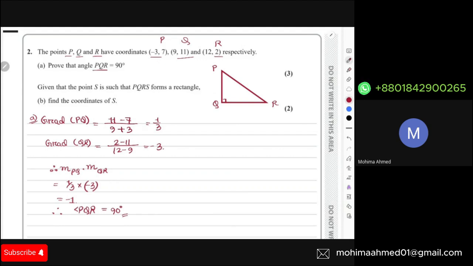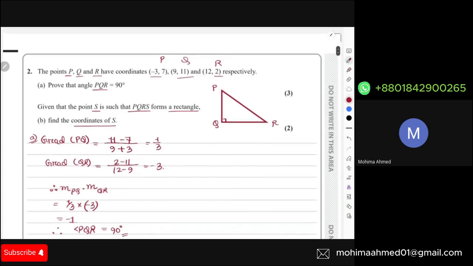And lastly, they are saying that given S is such a point that PQRS is a rectangle now, and you need to find out the coordinates of S this time. So I can clearly understand that if this is 90 degrees, that means a similar triangle will be forming on the other side also. And I just have to find out the coordinate of that P, so S is opposite of P in that case, right?